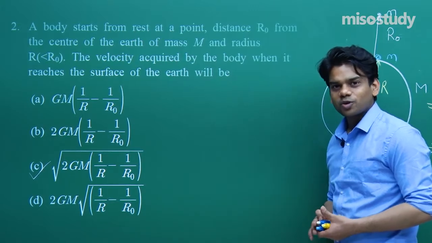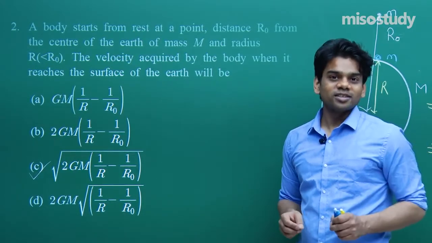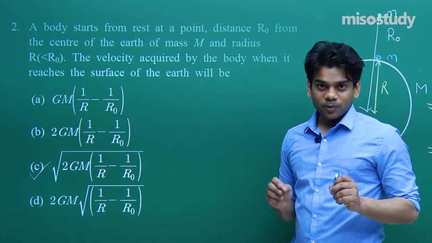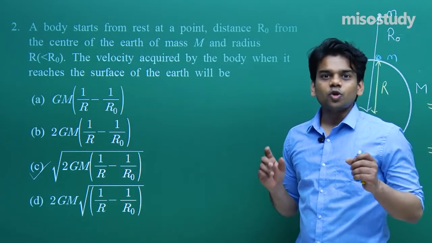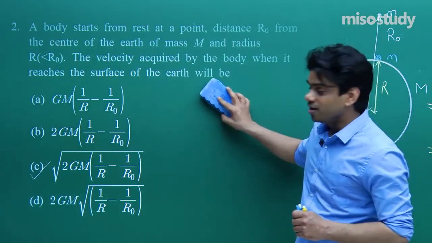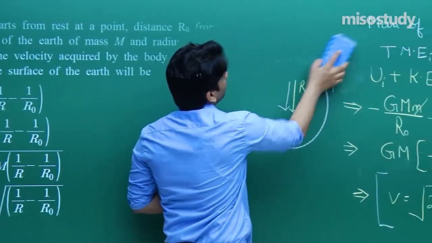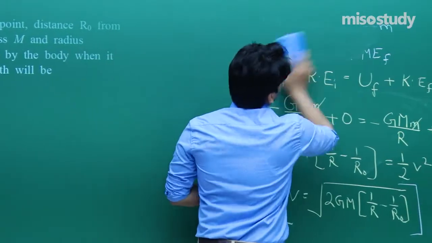I hope that you understood how to solve such a question. You should know the formula for potential energy. You should know that from conservation of mechanical energy, the total energy remains conserved if no external force does any work on the system. So no work is done on the system by an external force, so energy will remain conserved. That is what we have applied here.